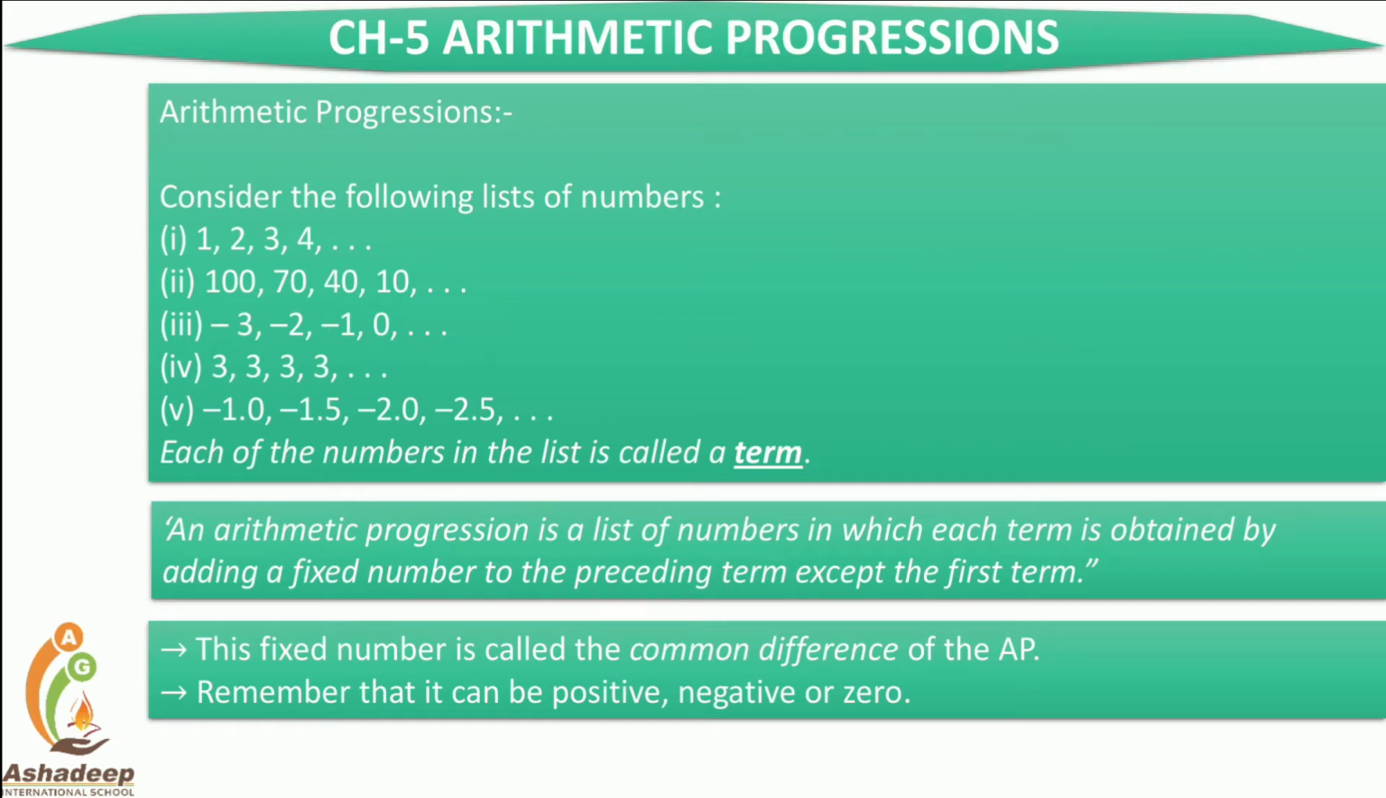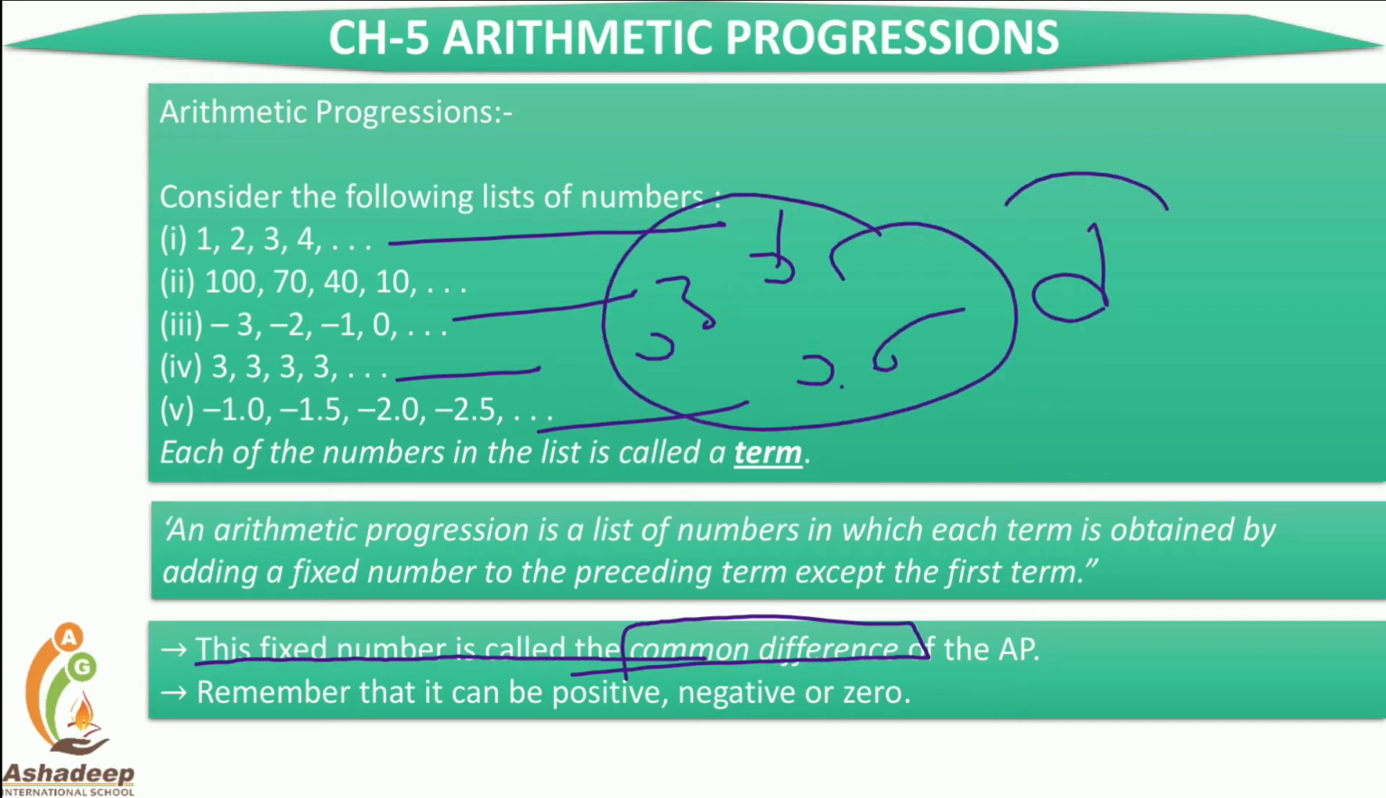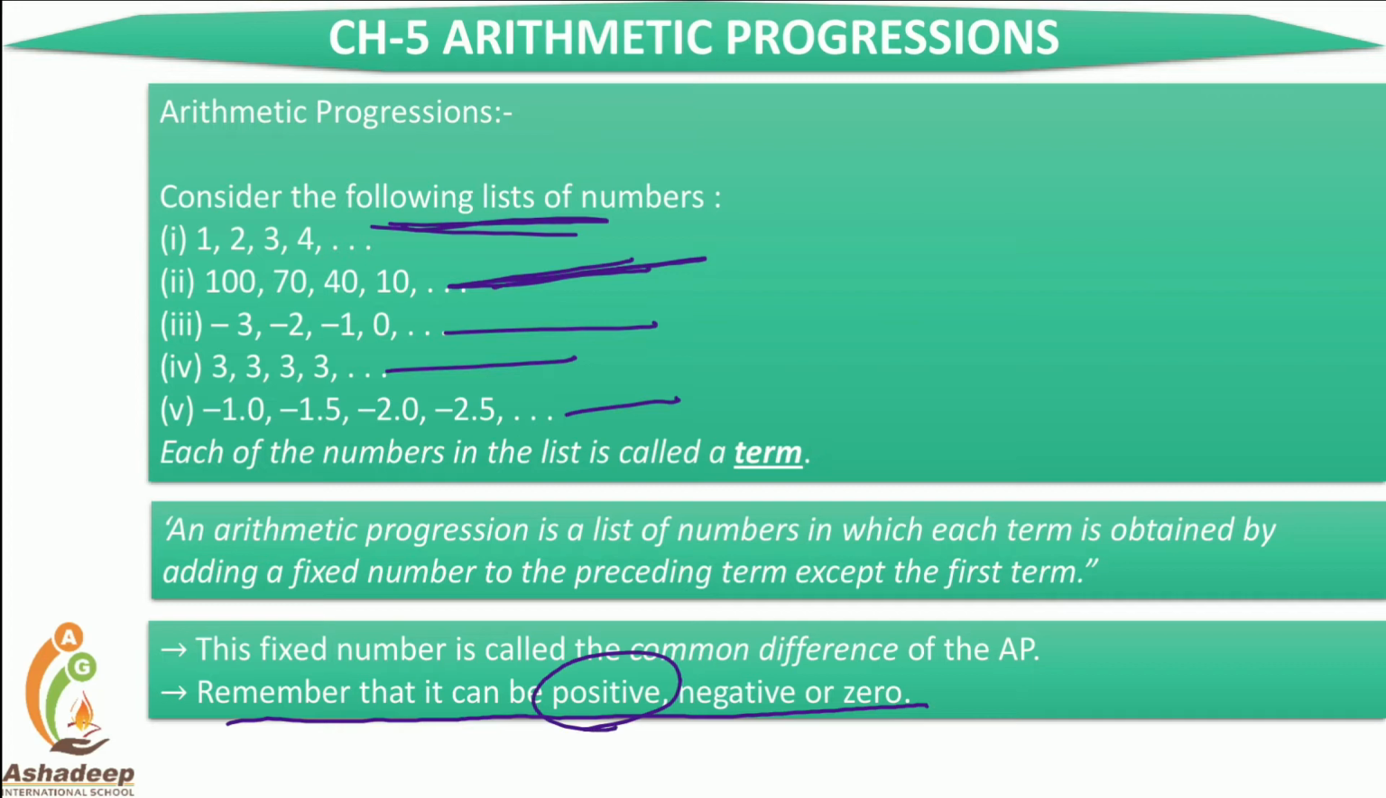Just keep in mind, this fixed number is called the common difference. Here we add 1, here we add minus 30, here we add 0, here we add 0.5. These are all common differences, D. How that will come, we will discuss later. Remember that it can be positive, negative or 0. Here it is positive, in this case negative, here positive, here it is 0, here it is negative.